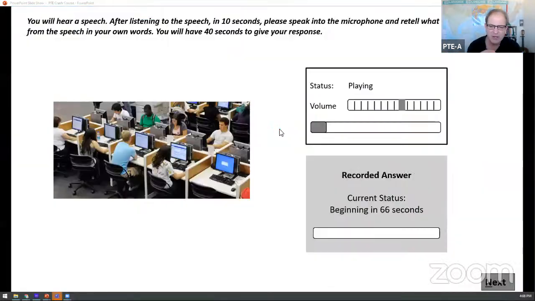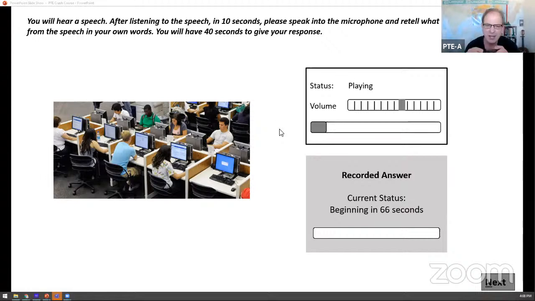Retell lecture is the other challenging one in speaking. You'll listen to a lecture, it'll be 60 to 90 seconds long. You've got 10 seconds afterwards, and then you're going to speak into the microphone and retell what you've just heard from the speech in your own words, and you'll have 40 seconds to do that.